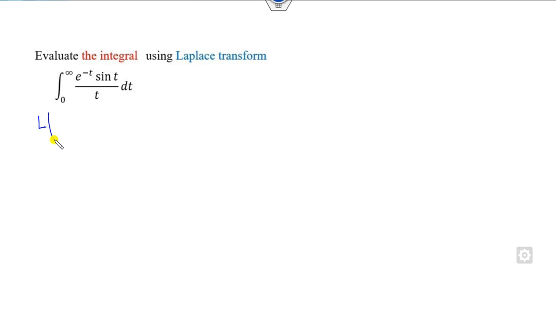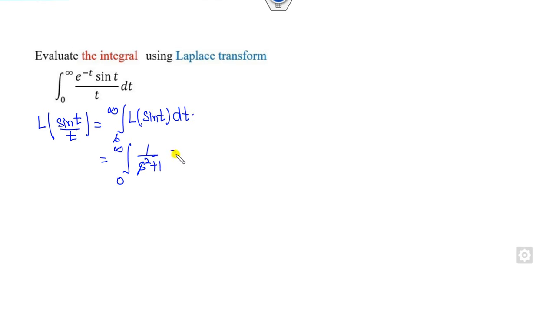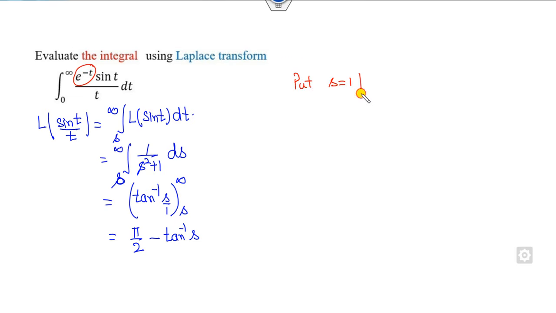Again this is a similar kind of problem. Again the exponential term is present. I have to first evaluate this: it is sine t. What is the Laplace of sine t? It is 1 over s square plus 1, and integrating ds gives tan inverse s, from s to infinity. If I substitute infinity, it's pi by 2, and then minus tan inverse s. Then I compare and substitute s equal to 1.